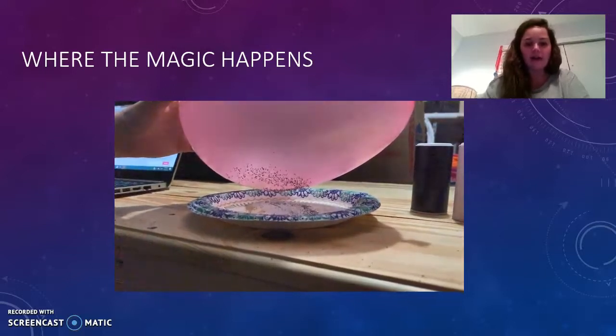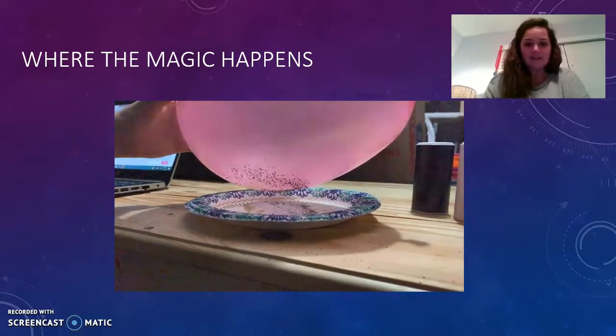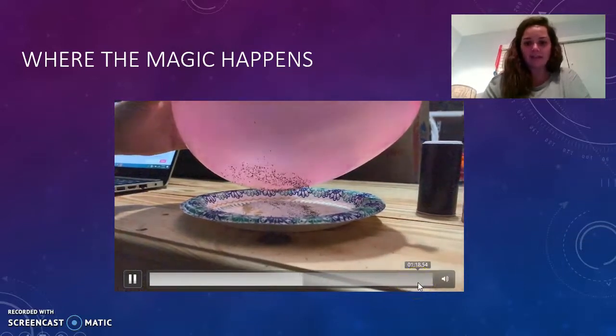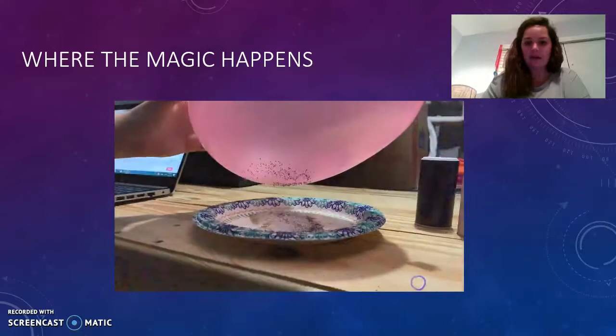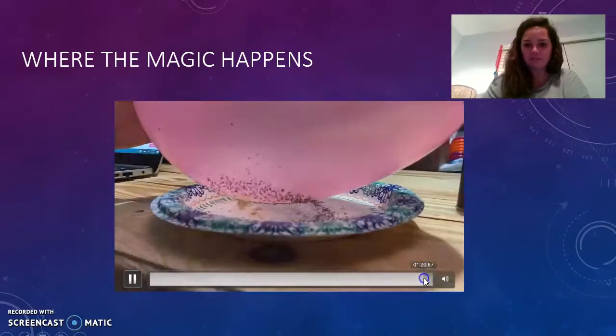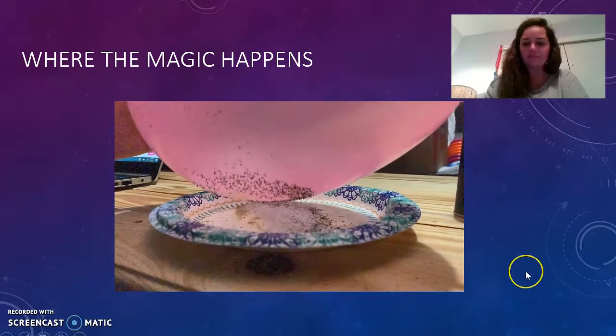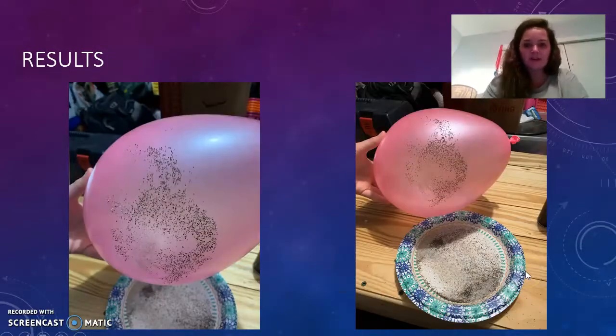So this next slide is going to show some of the results of that, but I just want to show you the end of the video where you can kind of see the rest of the pepper collecting. You can see how quickly it's coming up onto the balloon. So when you take a look at the results, you can see that the balloon is full of pepper, and again, the salt has remained on the plate. It didn't move at all. It was not attracted to the balloon, just like I hypothesized.